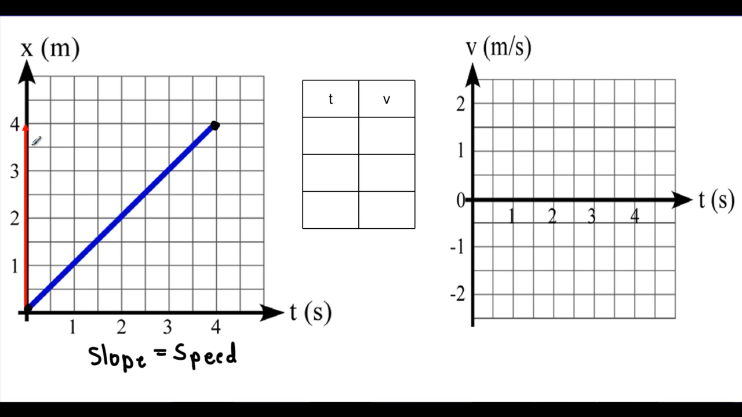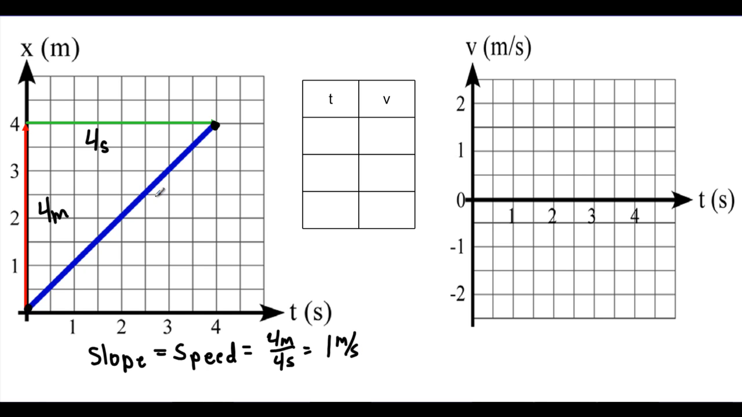Now, my rise, because I go from 0 to 4, is going to be 4 is the number, and the units are going to be meters. The next thing I want to look at is my run. My run is shown by this green arrow. It starts here at 0 seconds and goes to 4 seconds. So my run, numerically, is going to be 4, and the units are going to be seconds. If I calculate my slope as rise over run, my rise is 4 meters, and my run is 4 seconds. So if I simplify this, I get 1 meter per second.